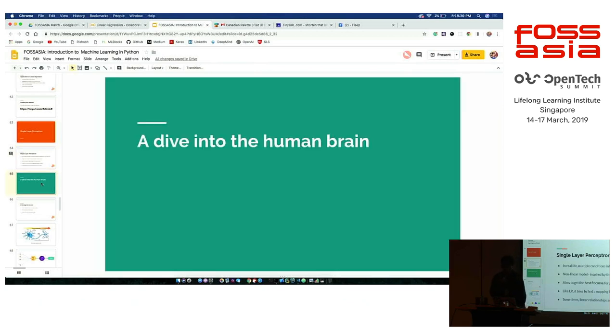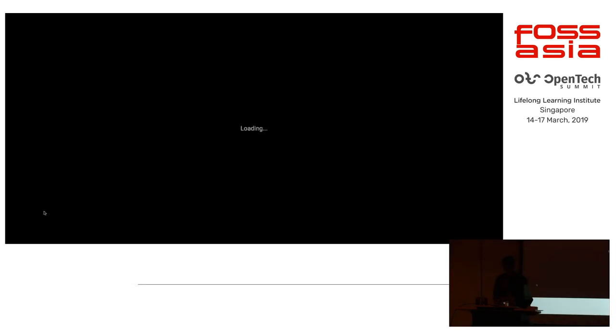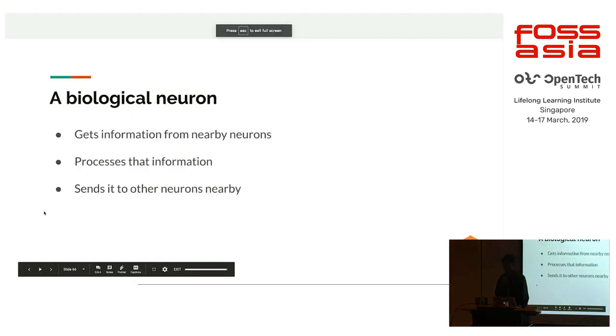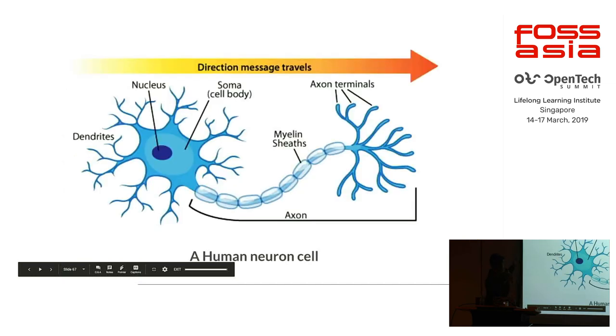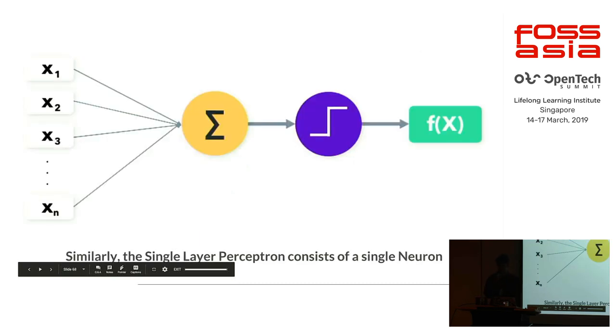But before we begin, the inspiration for the single layer perceptron came from the biological neuron in the human brain. It gets information from the neurons around it, processes that information, and sends it outwards to other nearby neurons. The computational, mathematical model that researchers tried to give to this biological neuron was the single layer perceptron neuron. When I say single layer, it means there's only a single function that we're performing between x and y to get the relationship between them.